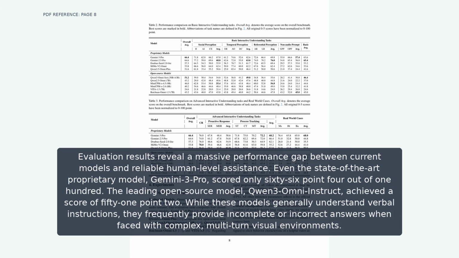Evaluation results reveal a massive performance gap between current models and reliable human-level assistants. Even the state-of-the-art proprietary model, Gemini-3-Pro, scored only 66.4 out of 100. The leading open-source model, Qwen3-Omni-Instruct, achieved a score of 51.2. While these models generally understand verbal instructions, they frequently provide incomplete or incorrect answers when faced with complex, multi-turn visual environments.